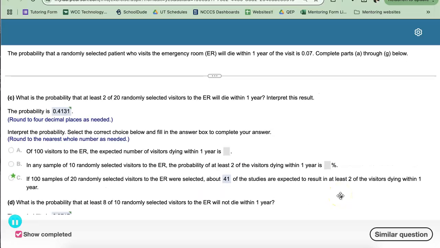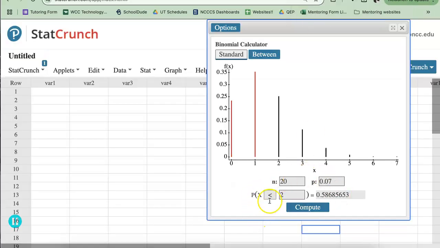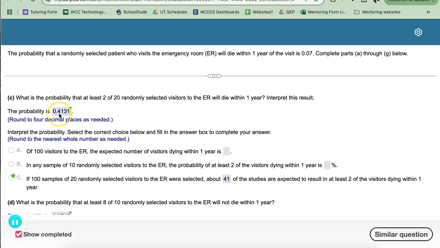In part C, we're asked what's the probability that at least 2 of 20 randomly selected visitors to the ER will die within 1 year. So with at least, let's change our inequality. Notice nothing else is changing here. We had the same number of trials. We had the same probability of success. So at least, as an inequality, is greater than or equal to. So notice it already computed, but just in case you needed to, you could click compute again, and we can copy and paste that result here.